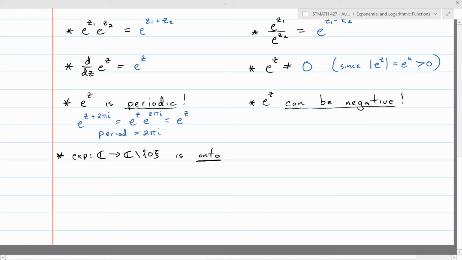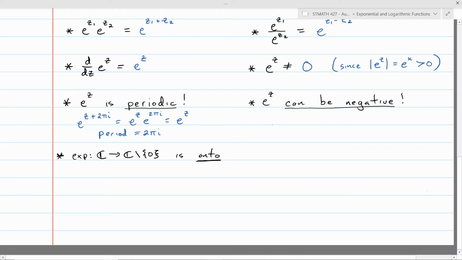It can work out that e to the z can be negative. That's different than when you're talking about real numbers. For real numbers, e to the x is always greater than 0. You can think about the graph of the exponential. It approaches the x-axis asymptotically, but it never crosses it. But for e to the z, it can be negative.